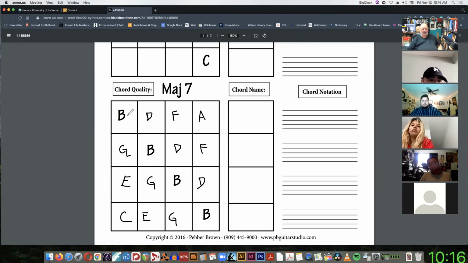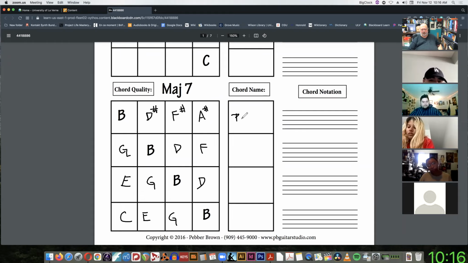So I got to go B. A major 3rd would be D sharp, right? And a perfect 5th would be F sharp. And a major 7th would be A sharp. Do you guys understand why I chose all those notes? And then the chord name is B major 7.